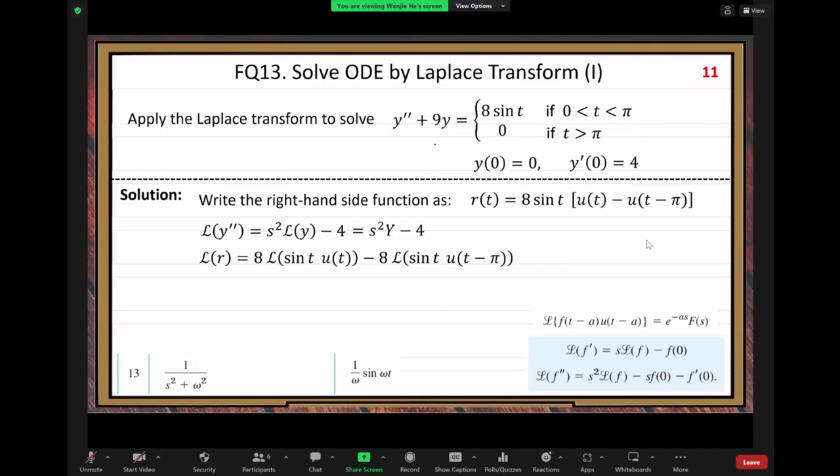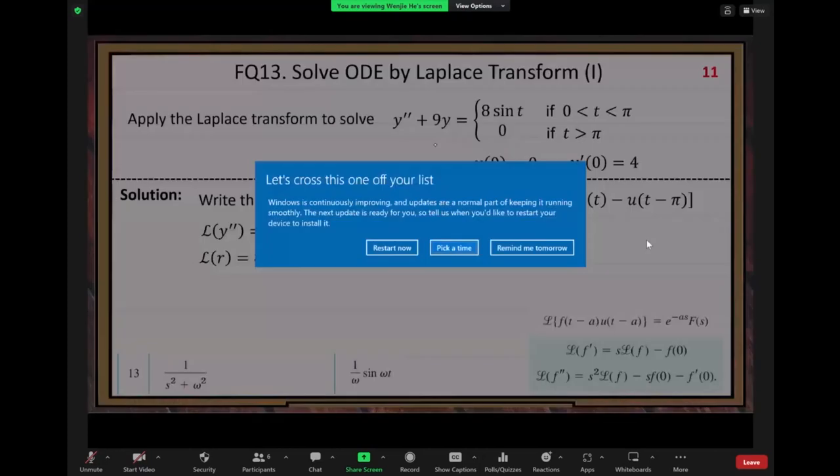And the Laplace transform of sine t, we have this formula. Omega is 1, sine t. So that is 1 over s squared plus 1. That's the first term.